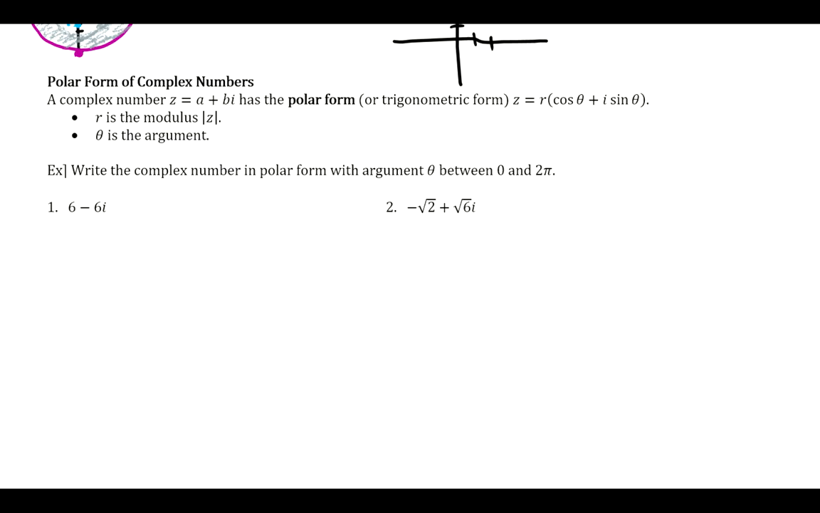So we've got our complex number form, z equals a plus bi. It also has a polar form like that. Let's show where it comes from.